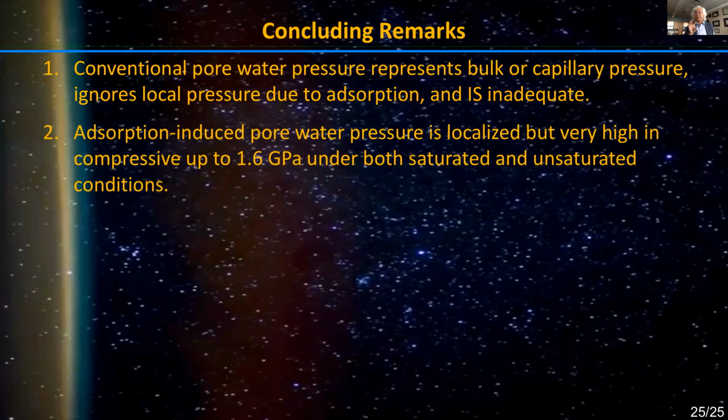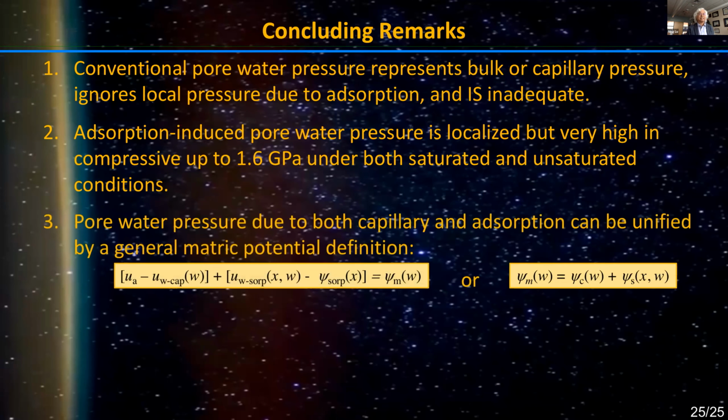The adsorption-induced pore pressure is very localized, but it could be very high. It could be as high as 1.6 gigapascal, or even 15 times more compressive, a higher pressure than the bottom of the Mariana Trench. And it actually exists in both saturated and unsaturated conditions. But we can do that by unifying the concept between suction, negative, positive, by a unitary definition of matric suction, which basically explicitly divides the matric suction into a capillary pressure, which is the conventional one, and the adsorption one.